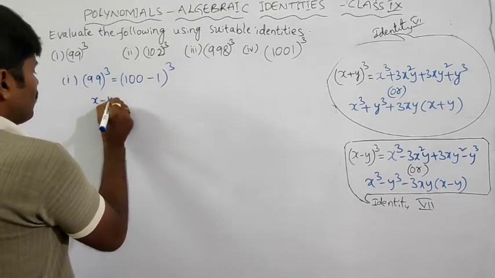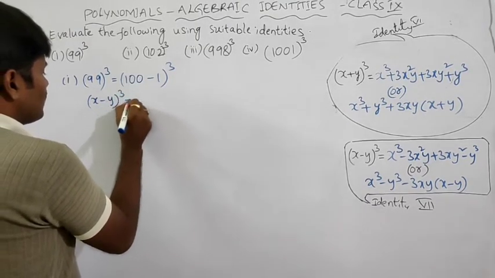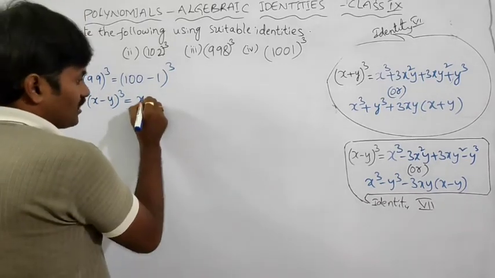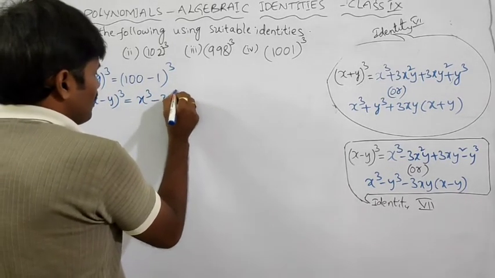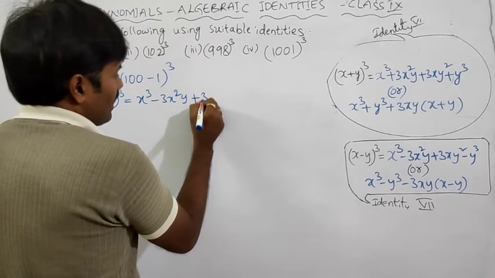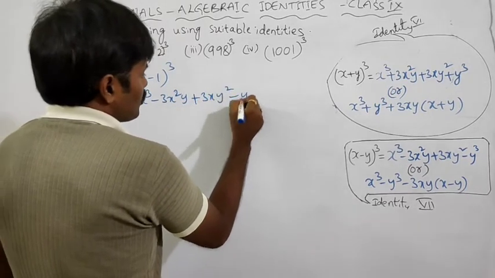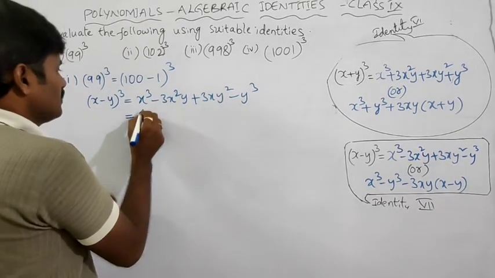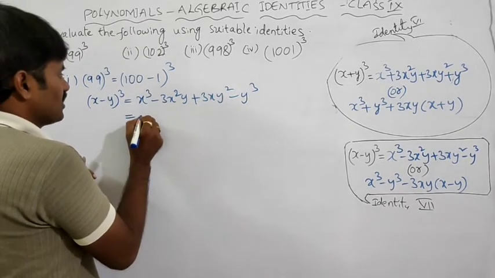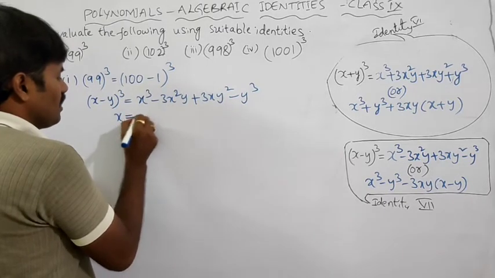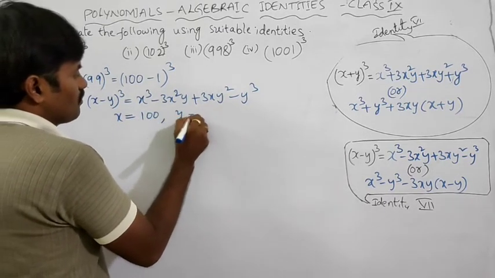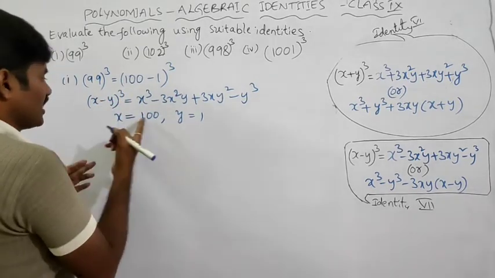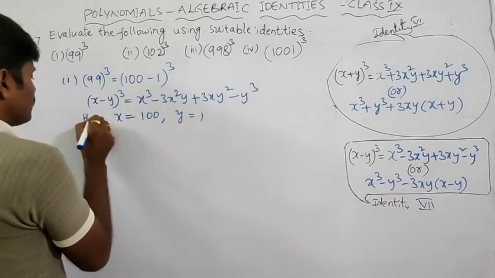What is the formula for identity 7? x minus y whole cube is equal to x cube minus 3x square y plus 3x y square minus y cube. In this, x is equal to 100 and y is equal to 1. By comparing it with identity 7, we got x value 100 and y value 1.